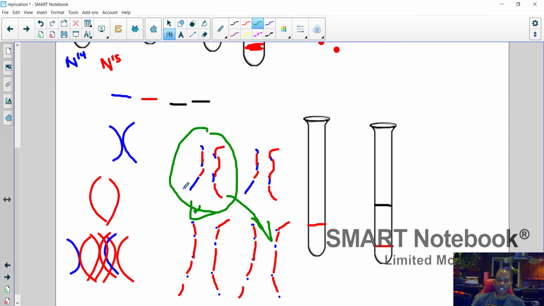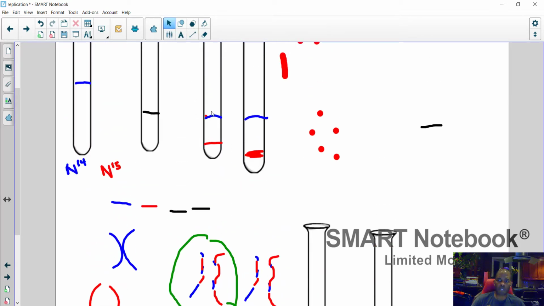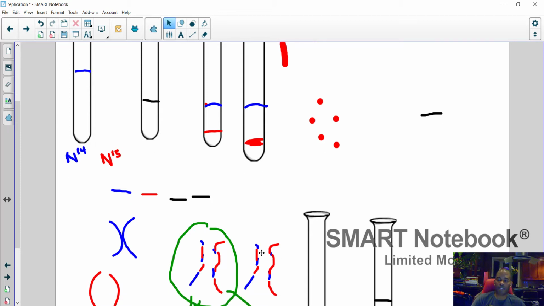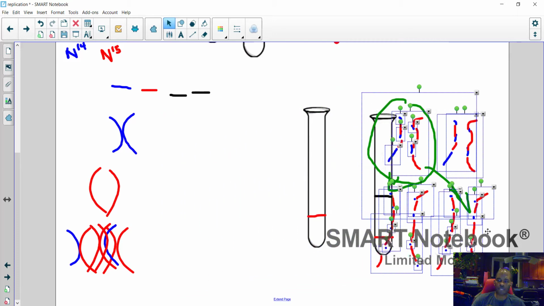So if dispersive were true, then I would actually end up with 1 band. That band would be heavier, but it would still be 1 band. That does not hold true based on this model. Based on this model, we actually have 2 distinct bands: 1 band after 1 round, and then 2 bands after 2 rounds, and then 2 bands after many rounds, with the bottom band being much thicker. So this doesn't fit that model. Let's move that out of the way here.